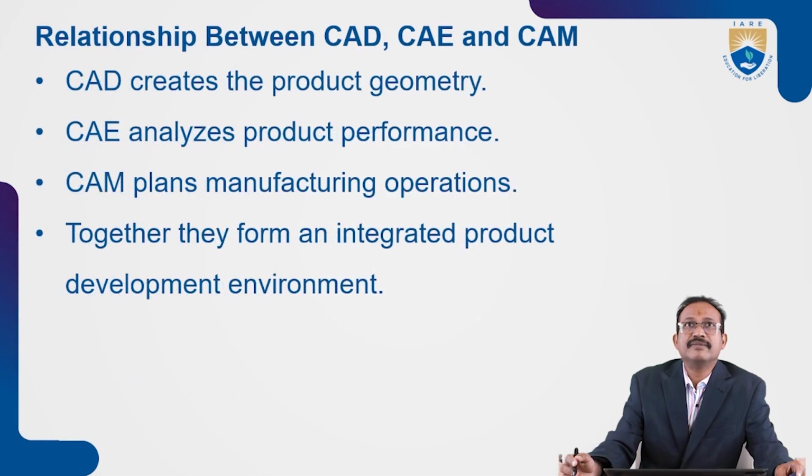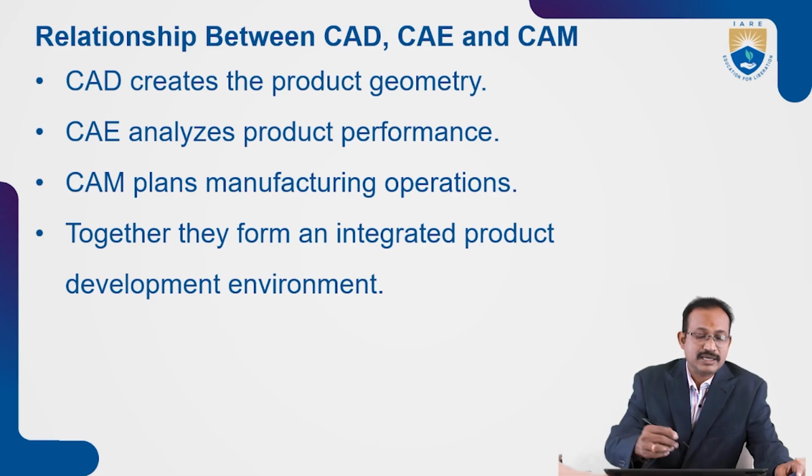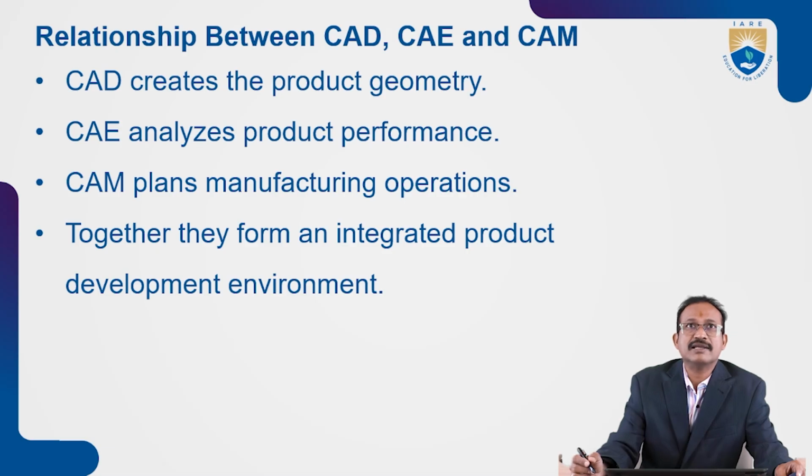Relationship between CAD, CAE and CAM. CAD creates the product geometry. CAE analyzes product performance. CAM plans manufacturing operations. Together they form an integrated product development environment. CAD means design and CAM means manufacturing, and in between these two is analysis: whether the product withstands these loads and parameters like temperature and heat. That is evaluated by computer aided engineering.